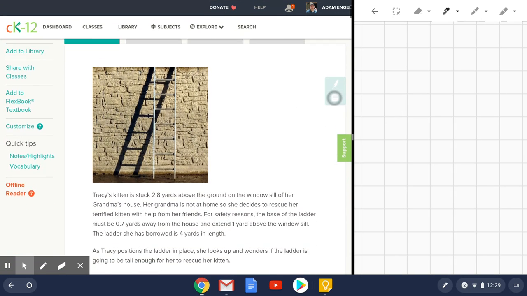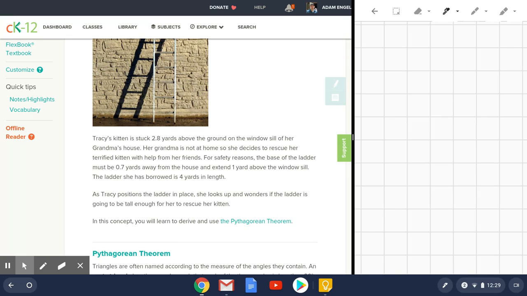So deriving and using the Pythagorean theorem. Tracy's kitten is stuck 2.8 yards above the ground in a windowsill of her grandma's house. Her grandma is not at home, so she decides to rescue her terrified kitten with the help from her friends. For safety reasons, the base of the ladder must be 0.7 yards away from the house and extend 1 yard above the windowsill. The ladder she borrowed was 4 yards in length. Tracy positions the ladder in place. She looks up and wonders if the ladder is going to be tall enough for her to rescue her kitten. To do this, we are going to use the Pythagorean theorem.